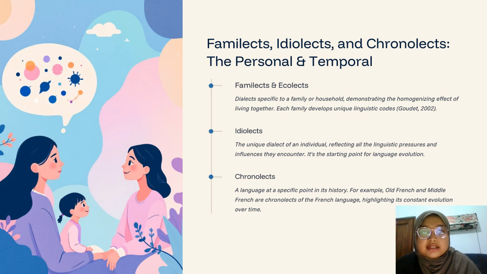Okay, this slide covers the most personal and temporal aspects of dialects. Familylects or ecolects are dialects specific to families or households, showing how living together creates unique linguistic codes. Idiolects are the unique dialect of an individual, reflecting all the linguistic pressures and influences they encounter, as the starting point for language evolution. Chronolects are a language at a specific point in history.